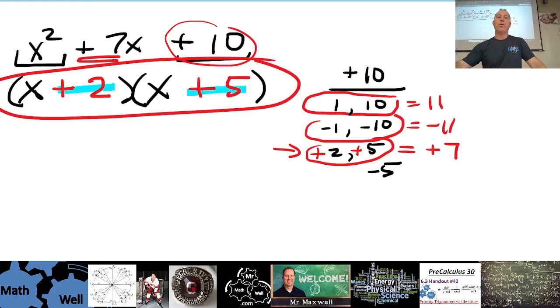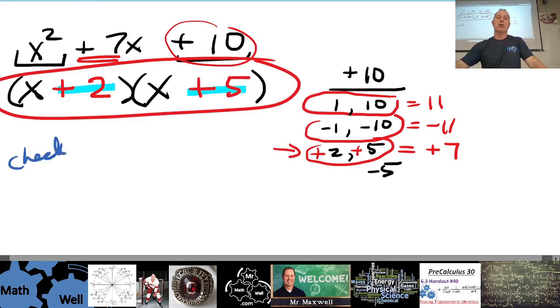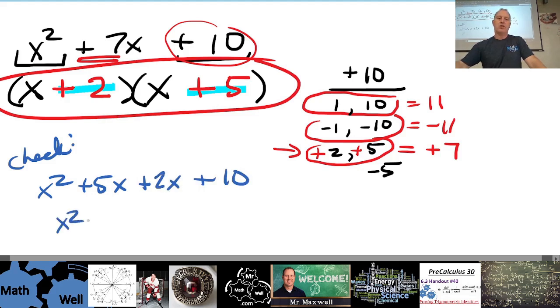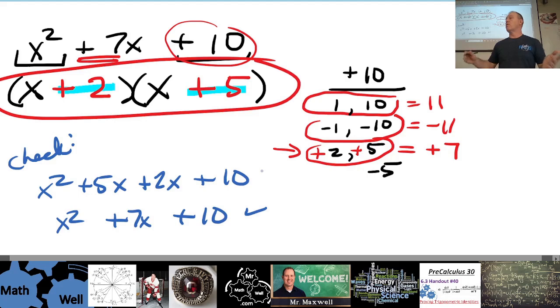A quick FOIL check looks like this. X times x is x squared. Outside terms, that's plus 5x. Inside terms, plus 2x. And last terms, plus 10. Oops, I'm ahead of myself. X squared plus 7x plus 10. That checks out with our original question. So we factored it correctly. This is your answer.